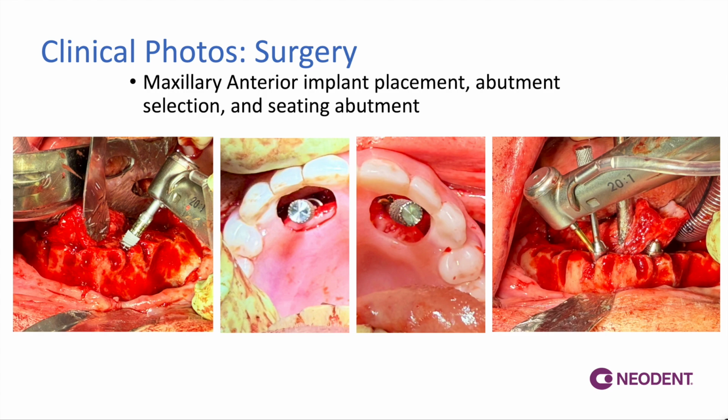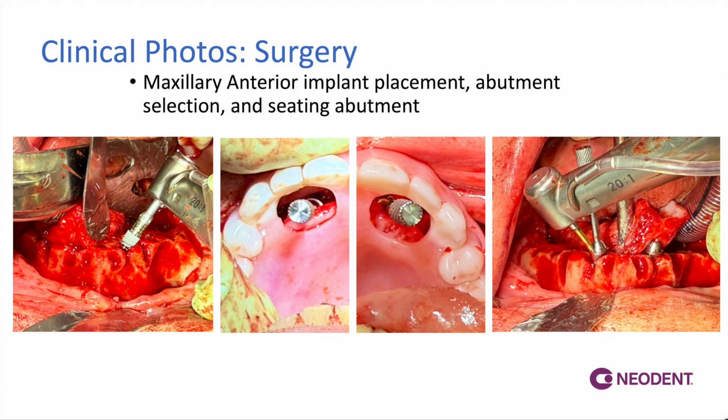However, in the middle 2 pictures, this is where I am selecting the appropriate angled implant, whether it's a 30 or a 17, and then I am changing the timing so that I can get the multi-unit screw channel to be as close to the cingulum of that lateral incisor as possible. And you can see in the middle 2 images, we have achieved that.